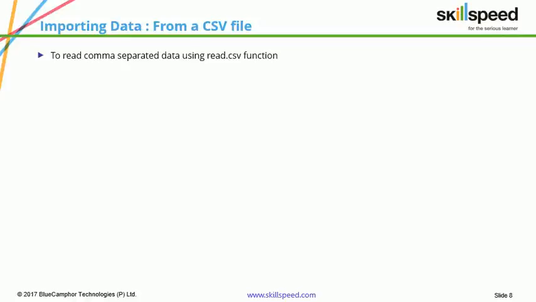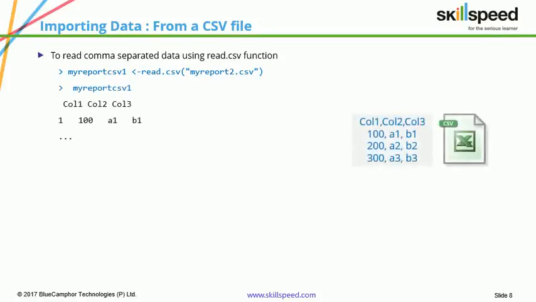To read a comma separated file using read.csv function, we would simply write it as myreport.csv1 into read.csv myreport2.csv. In this case, myreport.csv file has headers as column 1, column 2, column 3, which are imported here in R. So by default, when you are reading a CSV file using read.csv function, you don't need to write header is equal to true. By default, it is true.